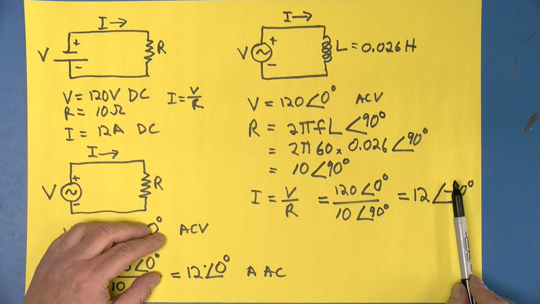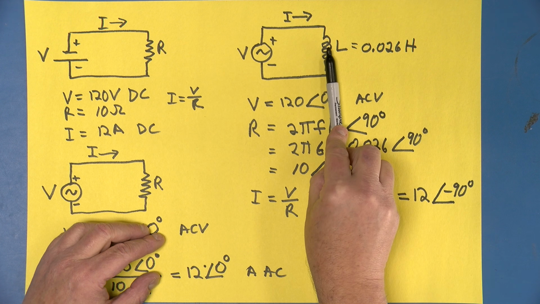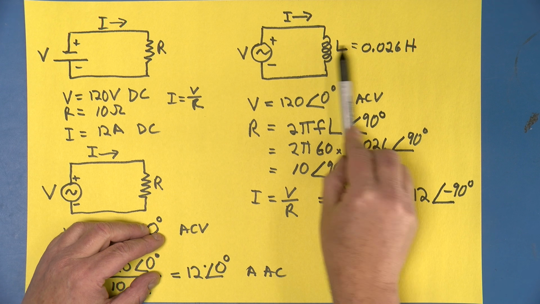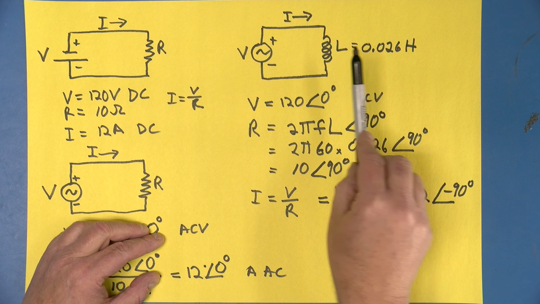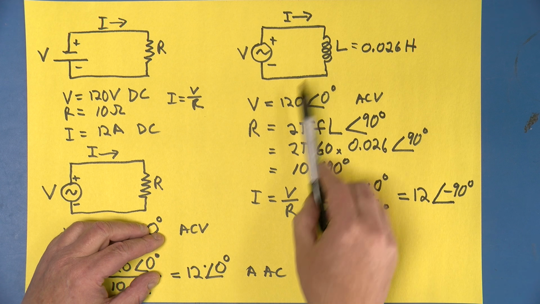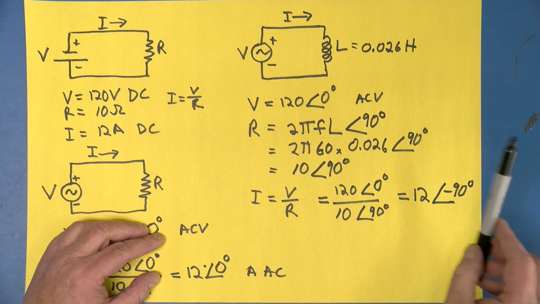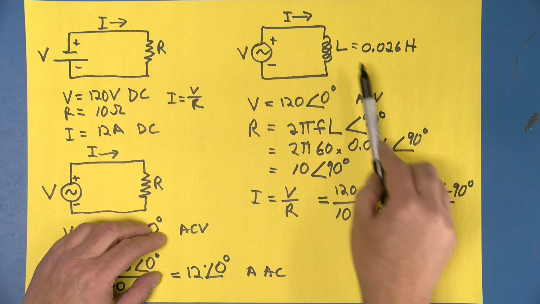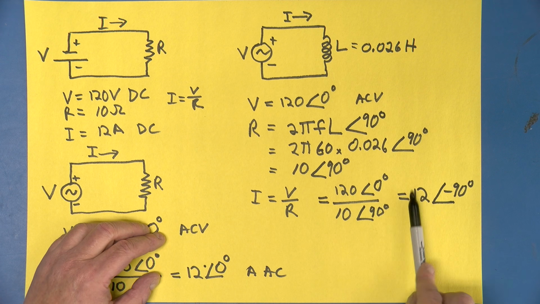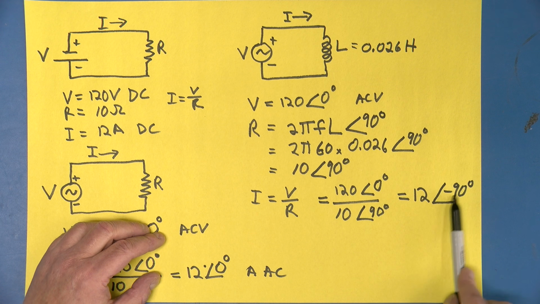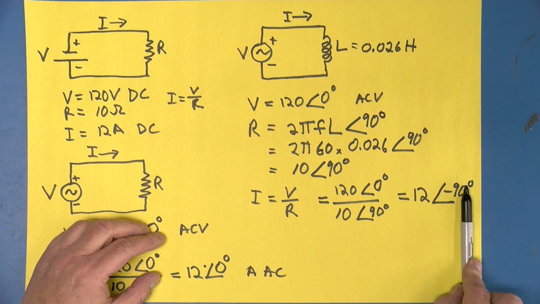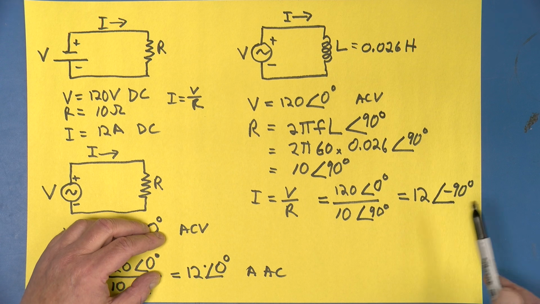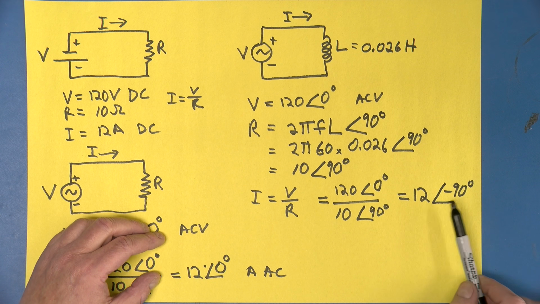And if you remember from previous videos, inductors cause the current to lag the voltage, and that's because the inductor's doing everything in its power to try and stop a change in voltage, so it slows down the change, and it turns out that results in a 90-degree lag in the current. Well, 12 amps at minus 90, minus 90 says the current is lagging. That's what the minus says, and the 90 is 90 degrees. That's exactly what we would expect for a decent inductor.